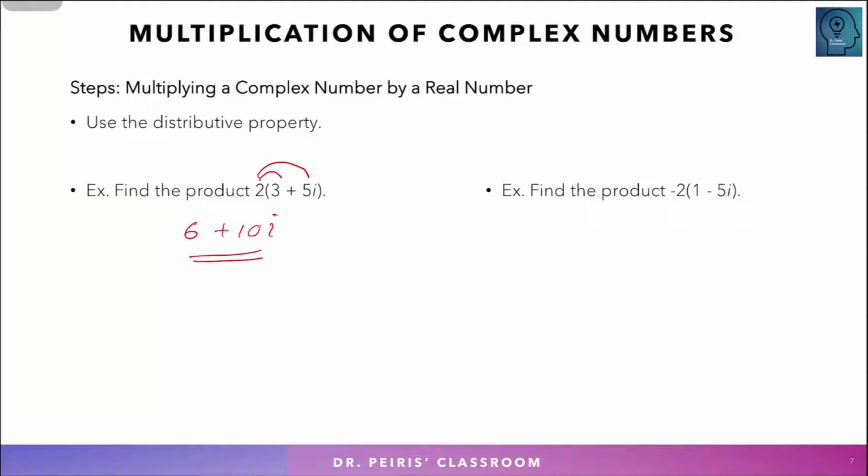Find the product of -2 times 1 minus 5i. So -2 times 1 is -2. -2 times -5i is +10i. Make sure you use the signs properly, the rules of multiplication of the signs. This is how you multiply a complex number by a real number.